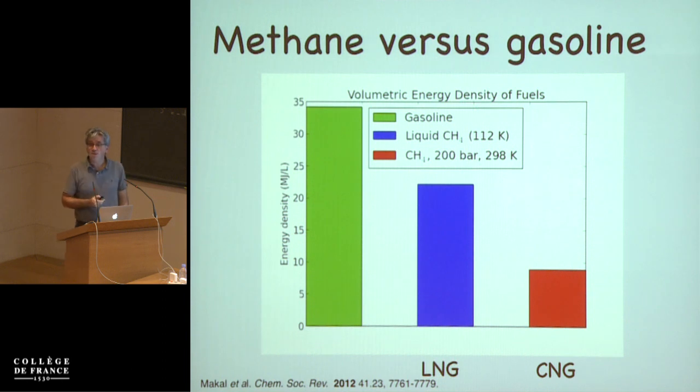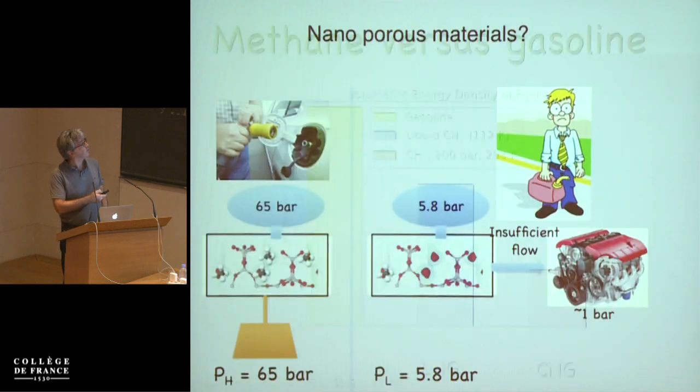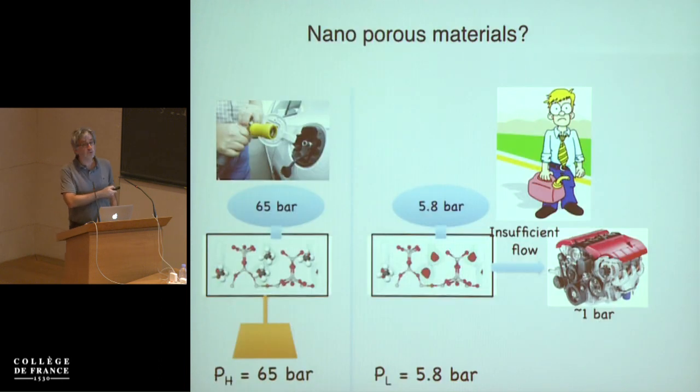So the question is, can we use a nanoporous material that adsorbs natural gas at a lower pressure, 65 bars, so that you can fill your tank at home? You don't need a big compressor, and the pressure is sufficiently low that you can use a conventional gas tank. And if you look at the gas tank in your car, it has a very irregular shape just so as not to occupy the trunk.